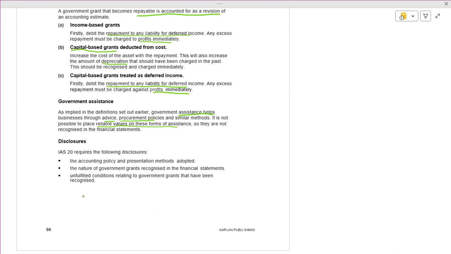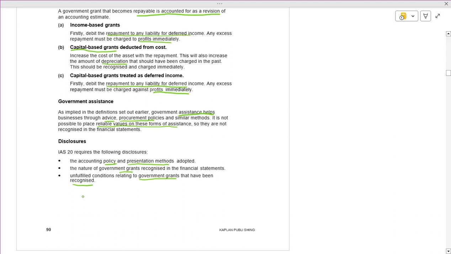See, these are all situational judgments we have to take. IAS 20 requires the following: when we receive government assistance, we have to mention the accounting policy and the presentation method. As simple as it applies to all, it applies to this standard also. We must disclose the nature of government grants and how the unfulfilled conditions relating to government assistance have been recognized.